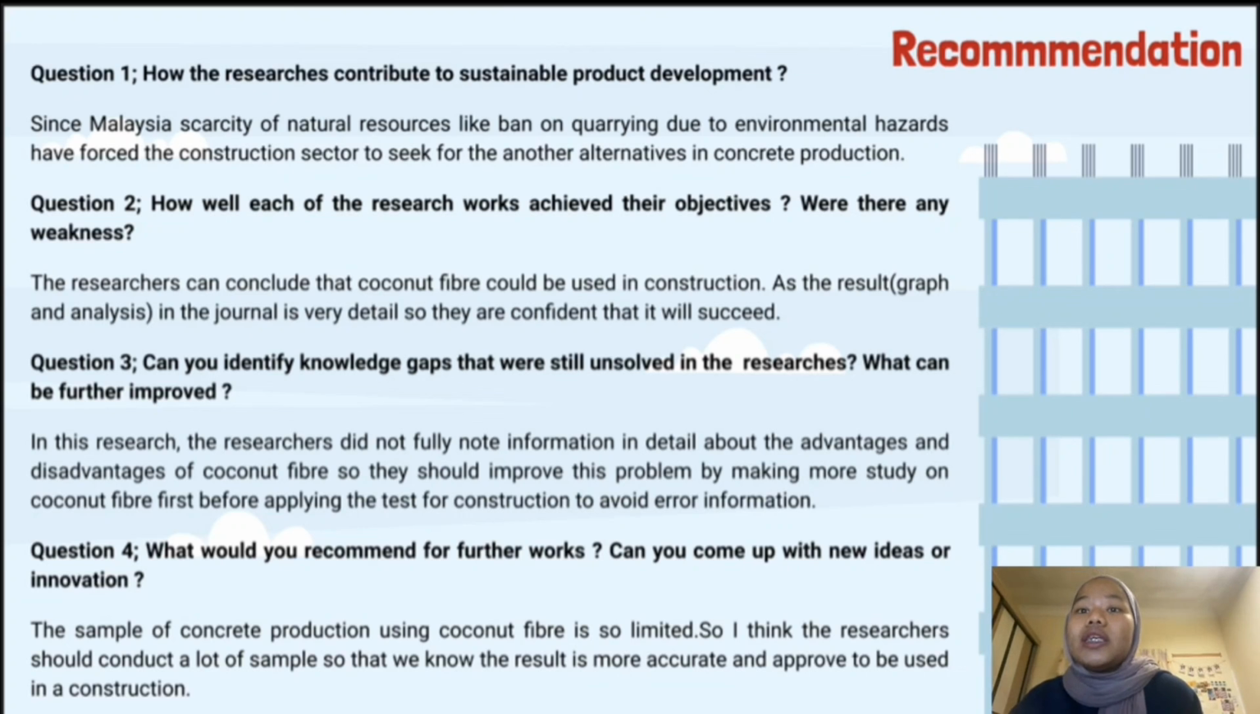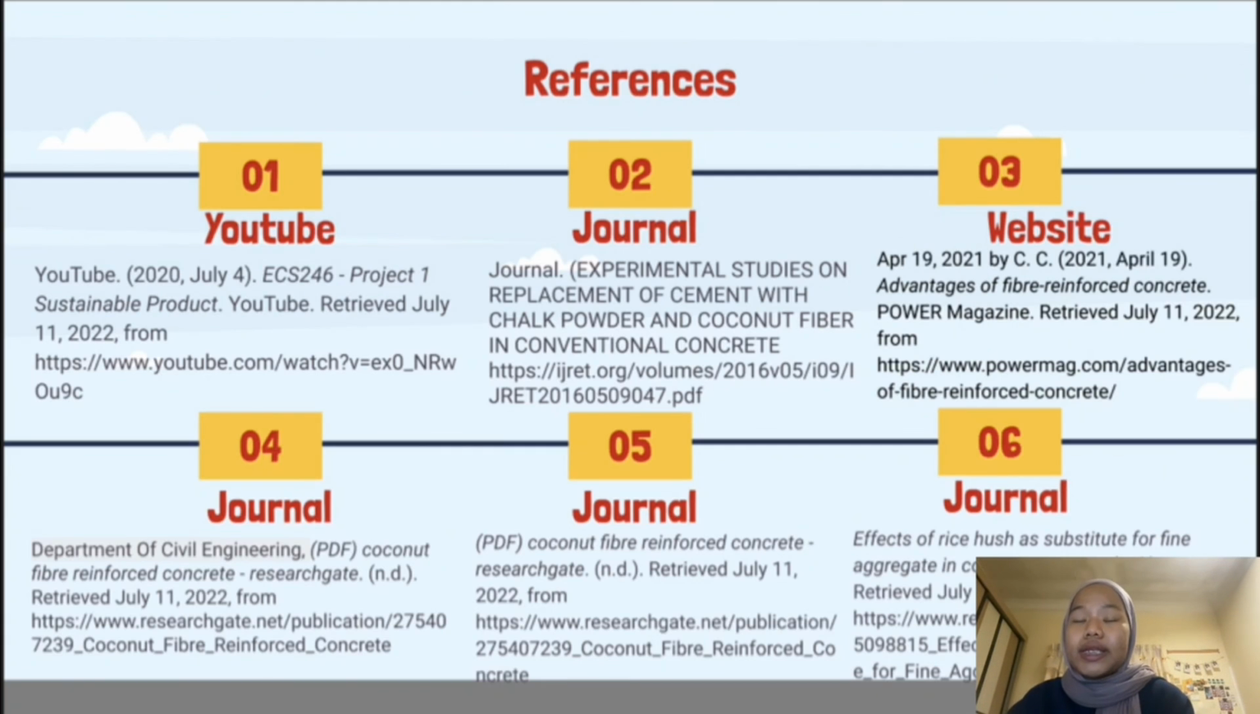In this research, the researchers did not fully know information in detail about advantages and disadvantages of coconut fiber, so they should improve this problem by making more study on coconut fiber first before applying the test for construction to avoid error information. The sample of concrete production using coconut fiber is so limited, so I think the researchers could conduct a lot of samples so that we know the result is more accurate and approved to be used in construction. So lastly, the references of our investigation are, first YouTube, second journal, and third website.